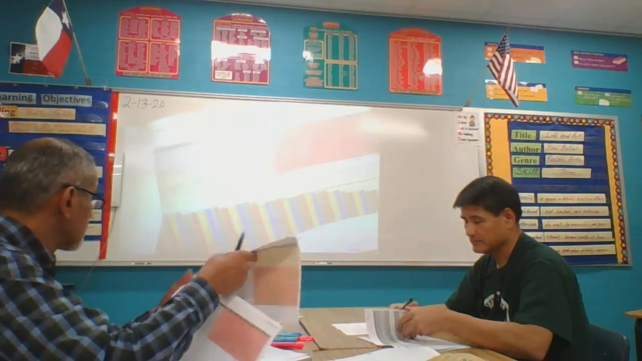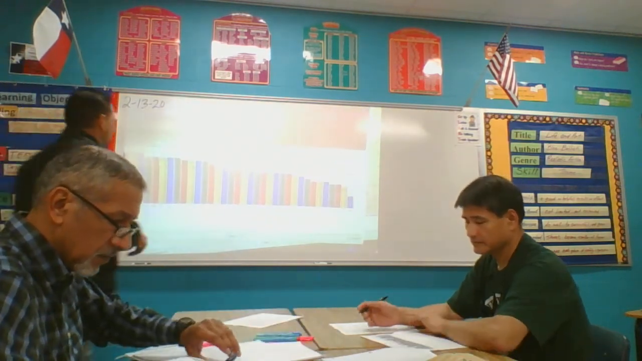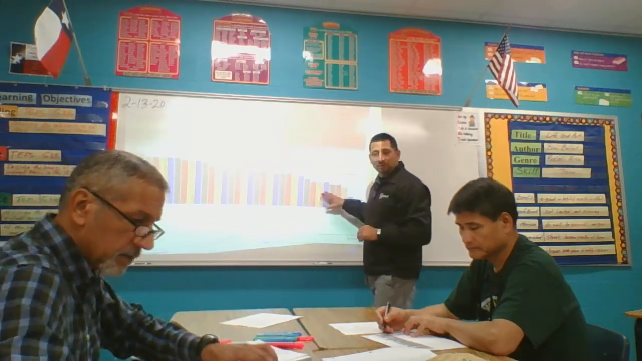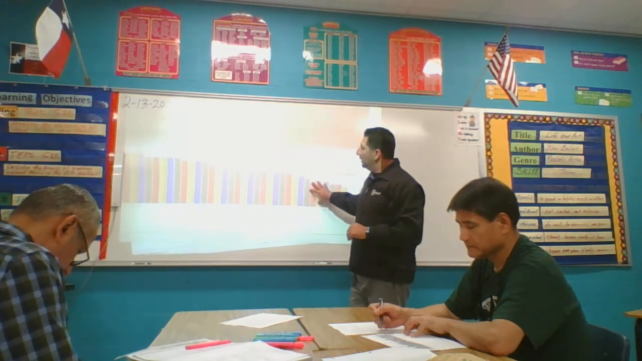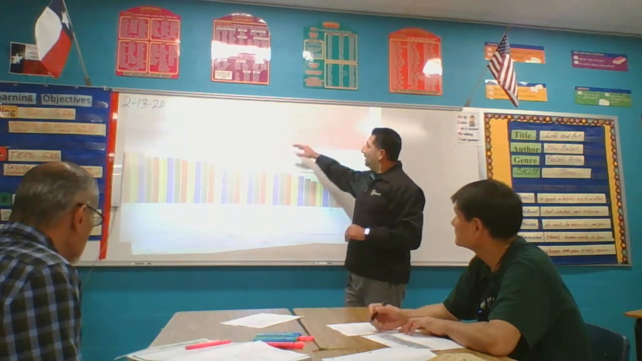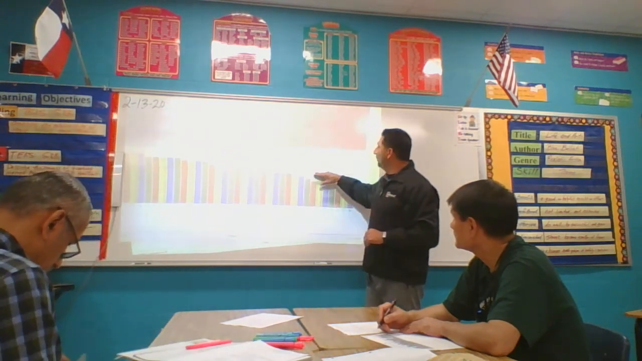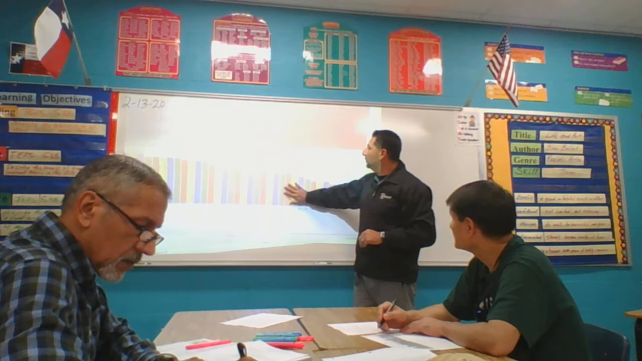Now again, this is the TEKS performance chart that we're talking about. It lets us know what they did wrong and how they did on each question, and whether they met it or did not meet it. Anything above the red line means there was a 70 or above, which means they mastered it. Anything below the red line means it did not master. So these are the ones we have to focus on.